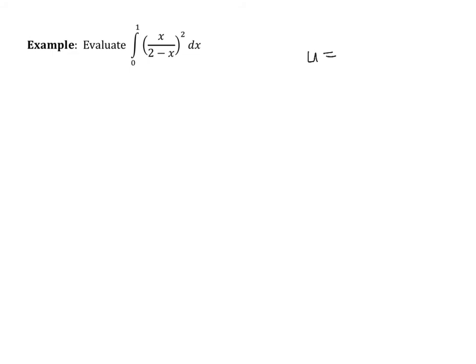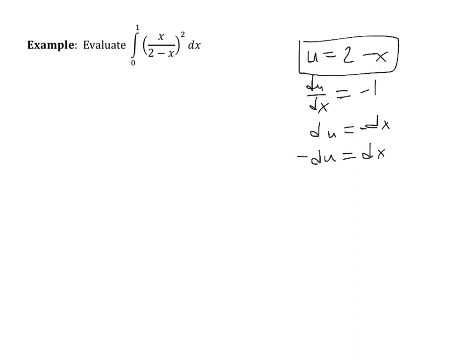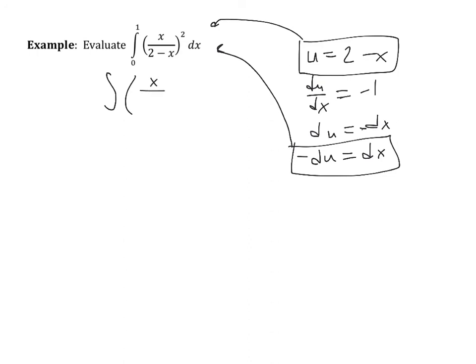So the u that we're going to use here is 2 minus x, and that means that du dx is negative 1, which means that du is negative dx, which means that negative du is positive dx. So I've got these two substitutions that I'm going to use. When I go to plug them in over here, I'm going to have the integral, and I'm not going to write the bounds because I know I'm changing those. I'm going to have the integral of x over u squared times negative du.